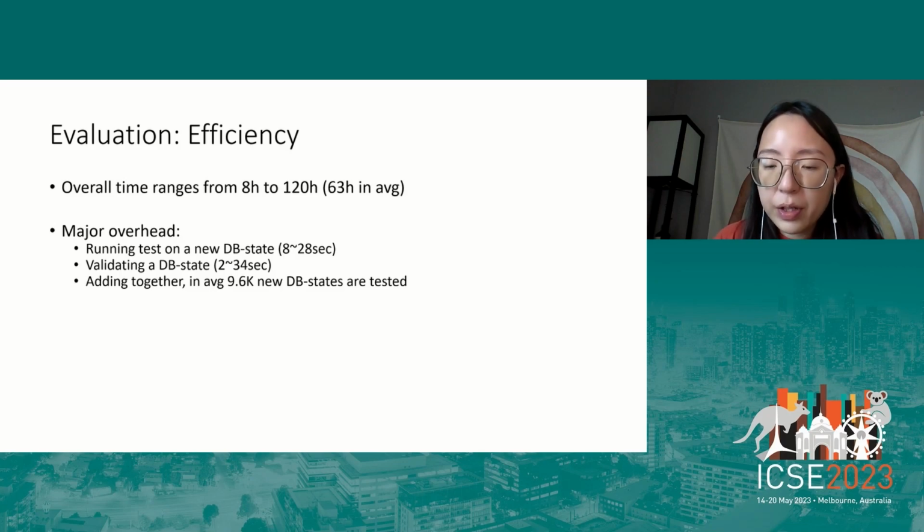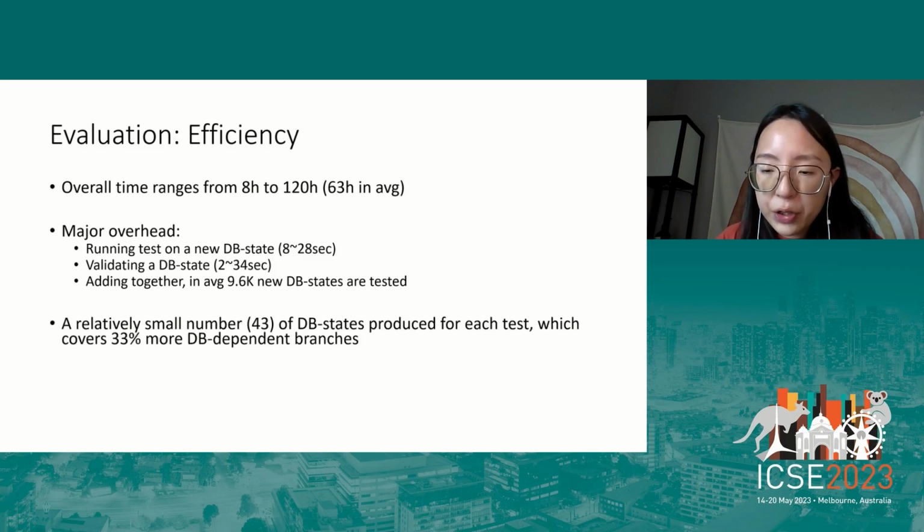So in this time range, we only produce 96,000 new DB states to increase the coverage, as we see in the earlier slide. Particularly, if we look at each individual test, DB-Gradler produced only 43 new DB states, and these 43 new DB states can cover 33% more DB-dependent branches for one test. This shows that DB-Gradler is efficient in increasing the branch coverage.